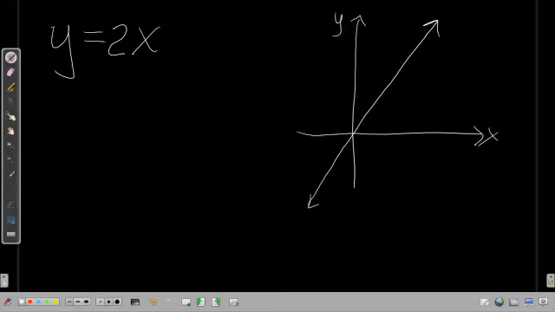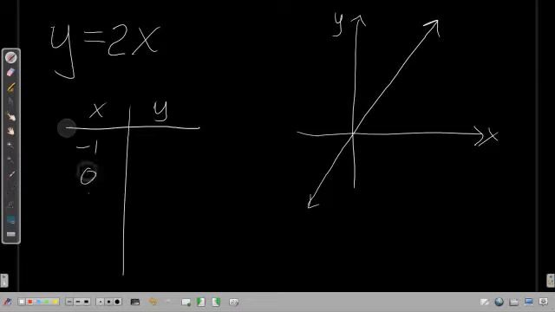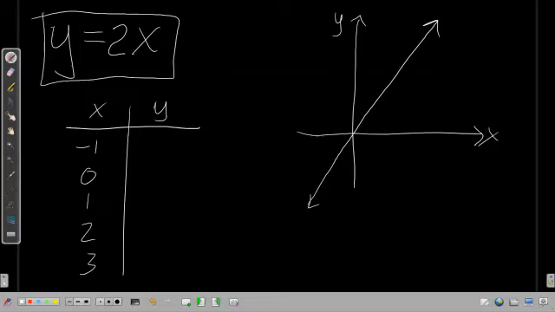X-axis, y-axis. This rule says that all of the points on this line have to look like x comma 2x. Here, let's make a table. So here's my table. Here's x values, y values. Let's go from minus 1 to 0, 1, 2, 3. Then the rule says that the y values should be twice what the x values were.